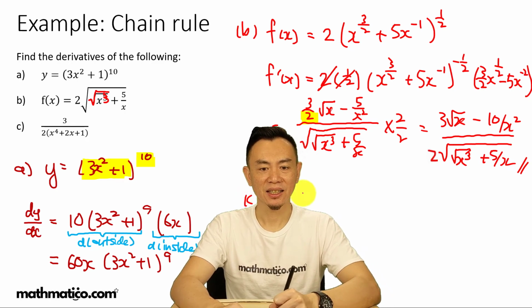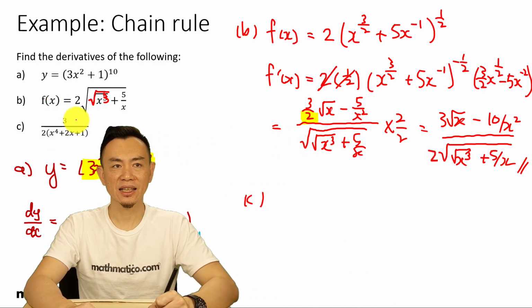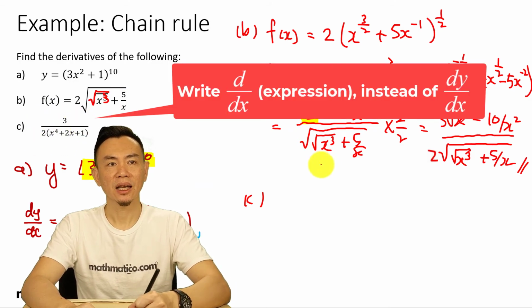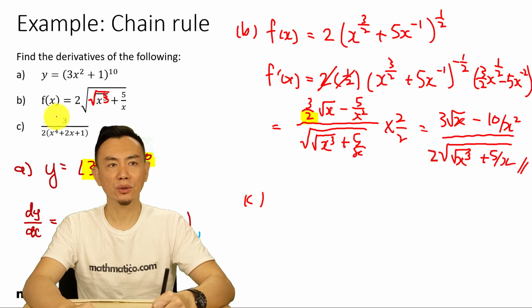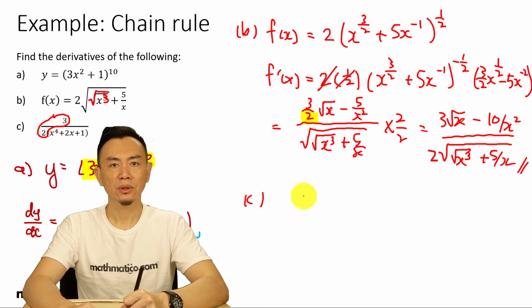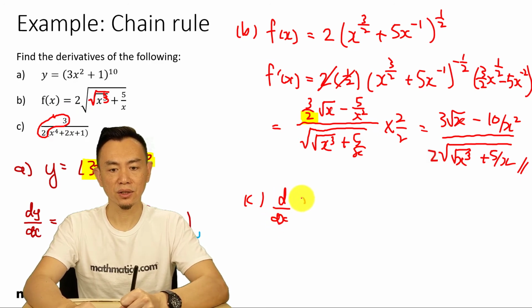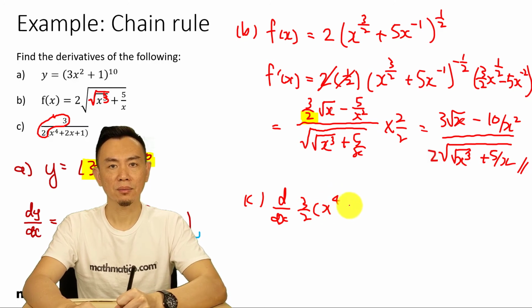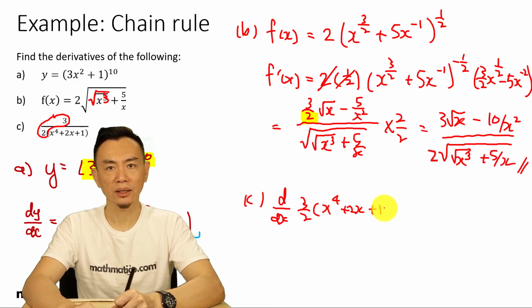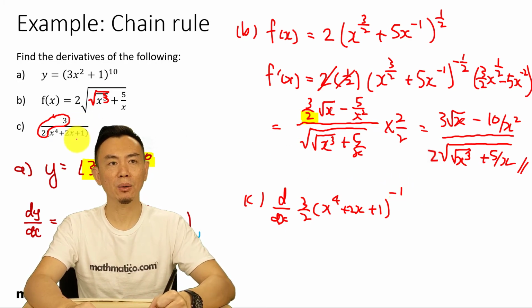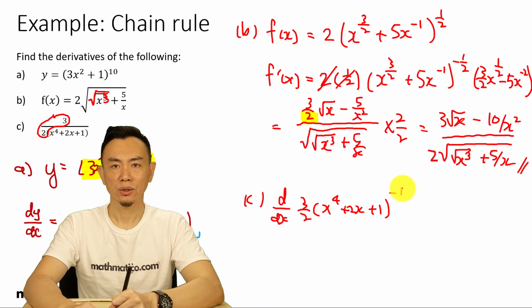Part C. So first of all, C is given as an expression, so we have to deal with this properly. Secondly, we have 3 over 2 here. If you notice, this is in fact a multiple. So we are going to change this to d/dx of 3 over 2 bracket x to the power of 4 plus 2x plus 1 to the power of negative 1. Okay, this is in the denominator with power 1, so I'm going to bring it up to index form.